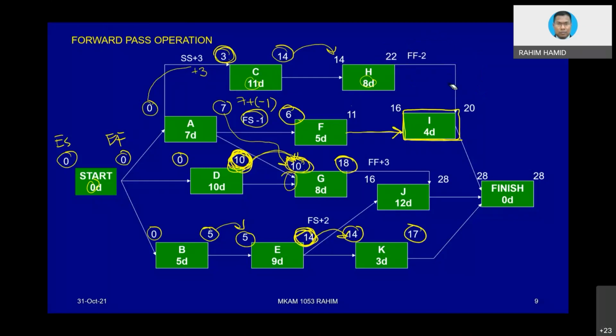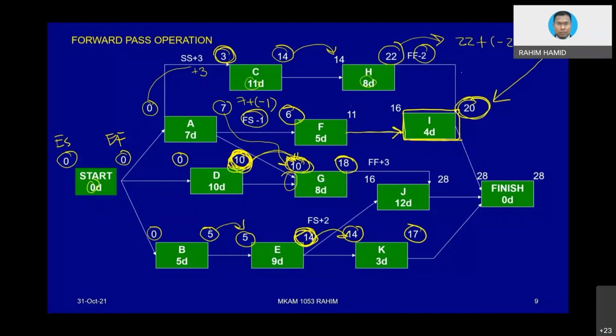Okay, how do we get 20? 20 is basically this value 22. Remember the forward pass is basically plus, but then there is negative here, plus minus 2, because the lag value is negative, not positive. So 22 minus 2 equivalent to 20. So this is the 20 that basically will be inside the box, but then we must double check.